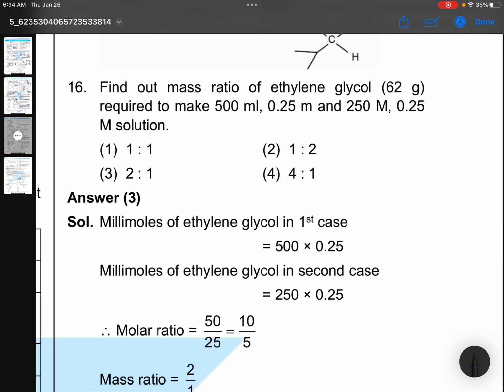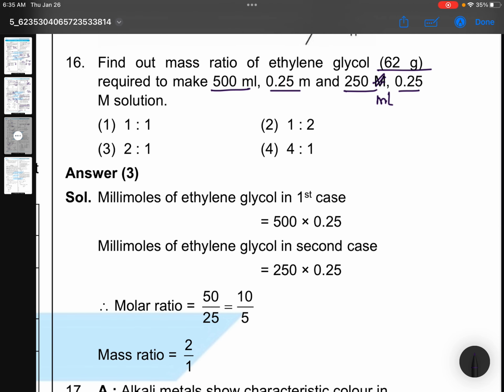Find out mass ratio of ethylene glycol to make 500 ml, 0.25 m, 250 ml, sorry. So how is it going to be? Molality formula you need. Molality is equals to mass by molar mass into 1000 by mass of solvent.